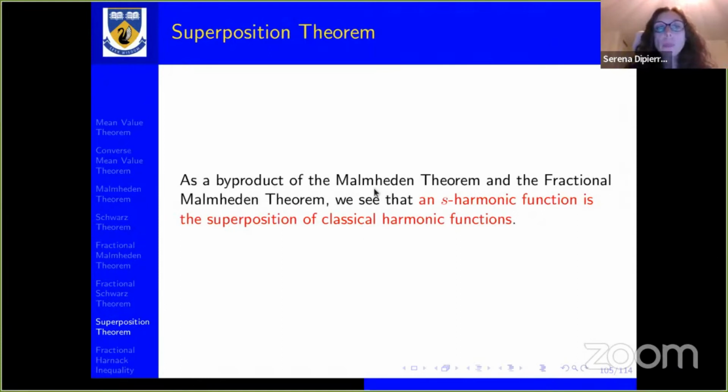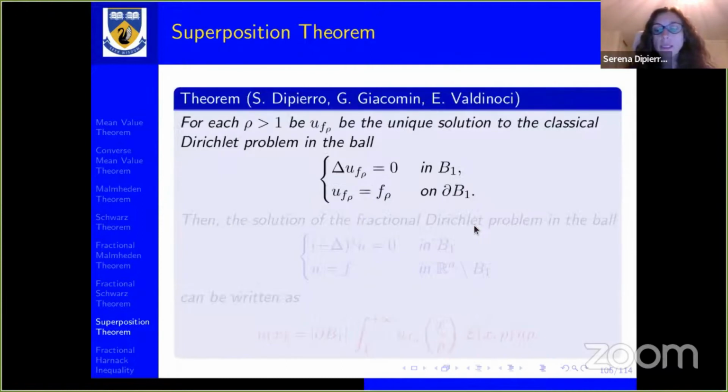So as a byproduct of the fractional Malmheden theorem, we can see that an s-harmonic function is a superposition of classical harmonic functions. And this is the theorem. For each rho, I consider U of f rho to be the unique solution to the classical Dirichlet problem in the ball B1. So it is classical: Laplacian of U f rho equal to 0, U f rho equal to f rho on the boundary of B1.